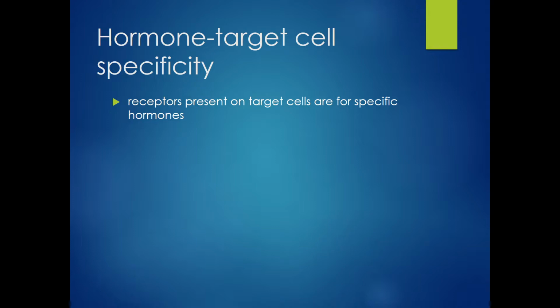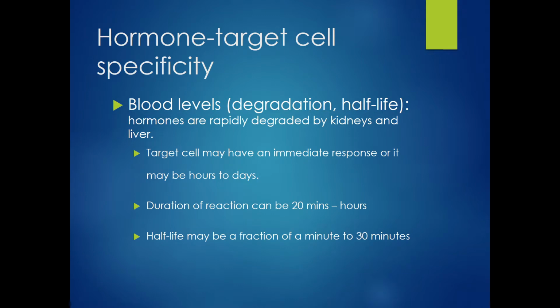Okay, so in order for a cell to be able to be a target cell, it must contain a receptor for that particular hormone. If you don't have a receptor, that hormone is not going to affect the target cell. Now, another thing that's going to affect whether or not the target cells will do their job is if you have hormones, how many hormones you have, and how long they're going to stay there.